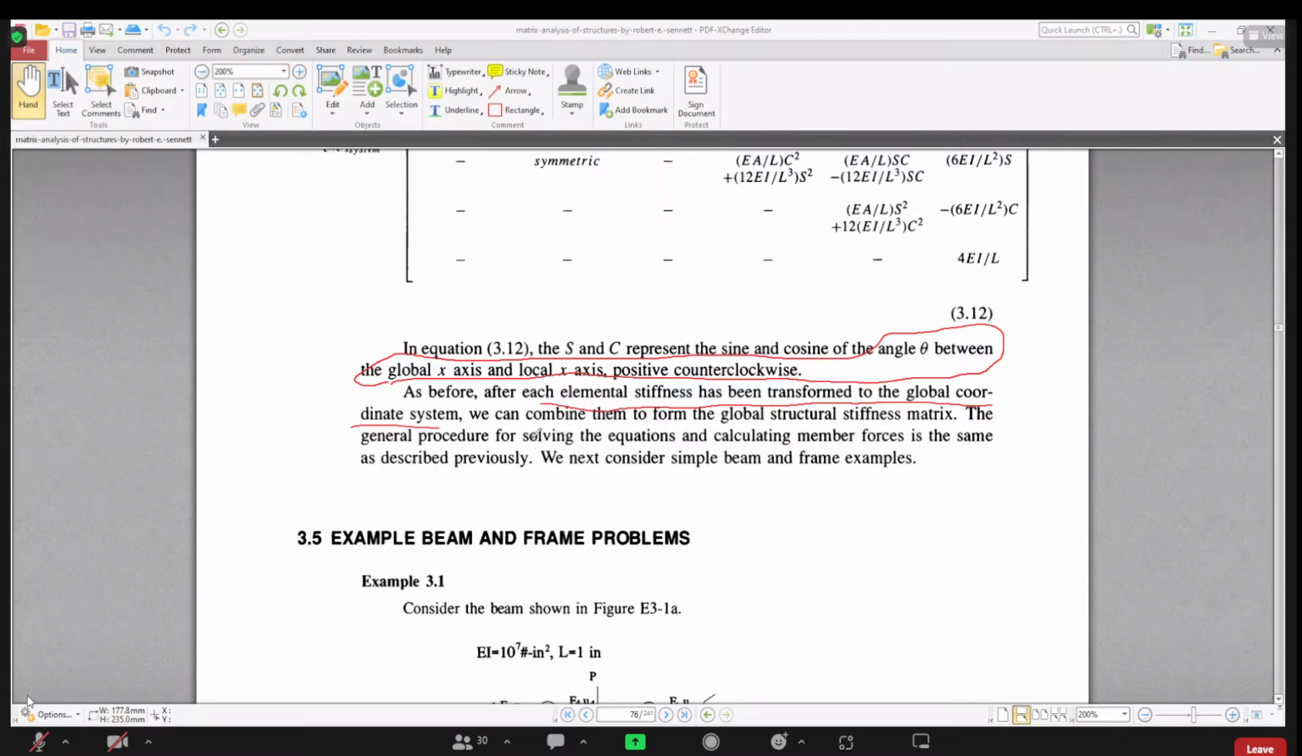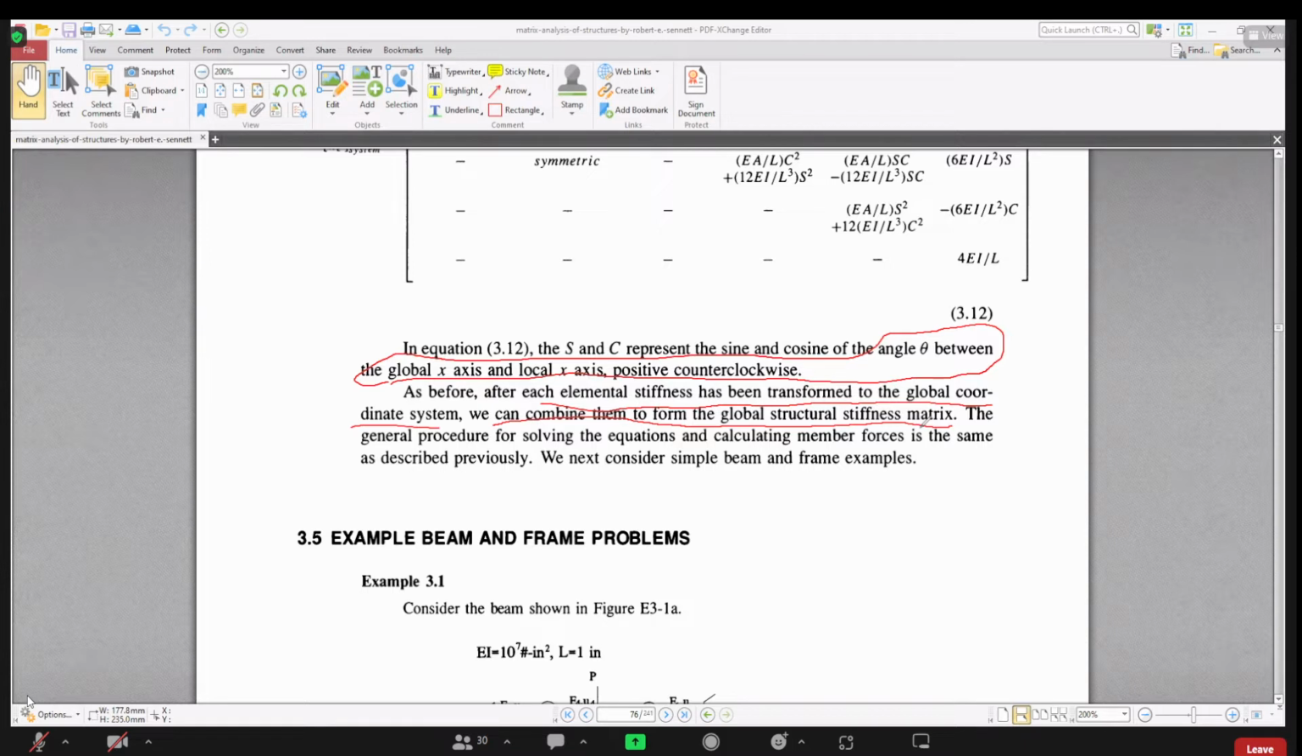The purpose is so that we are consistent, in terms of one axis. That's why we have this transformation matrix. So we combine them to form the global structural stiffness matrix, doing this for each member.